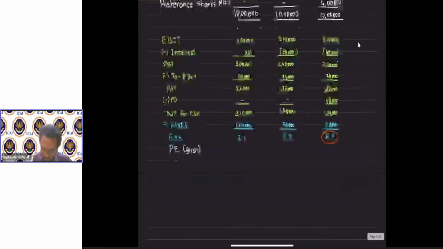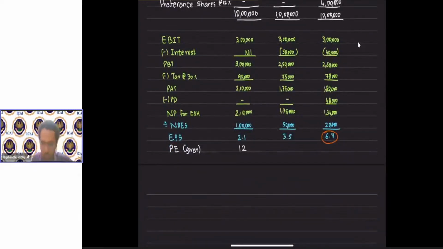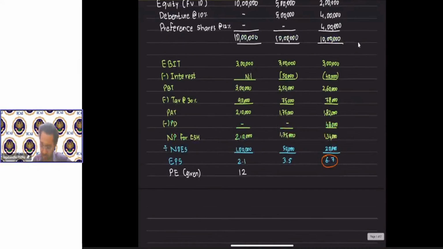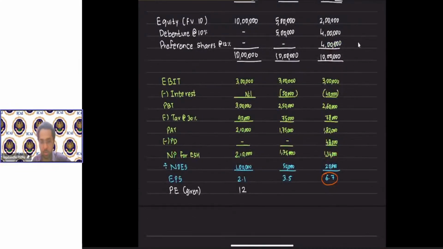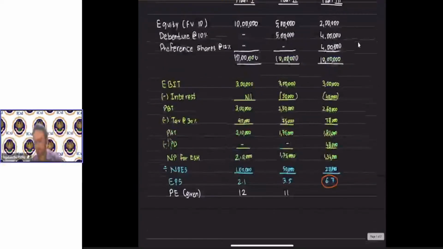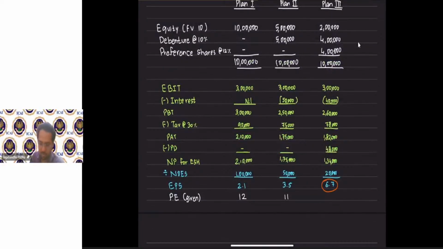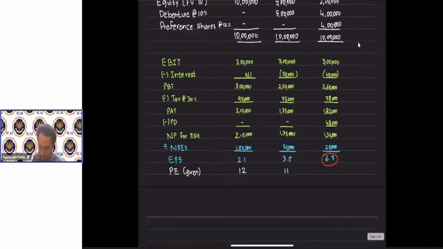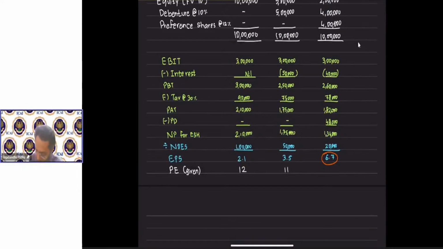So let's say this gives a PE of 12. The second plan is a bit risky, which is like 50-50. So we can say if it's risky, then the PE ratio can work out to be maybe, let's say, 11. And plan 3 is extremely risky, because it's just 2 lakh of equity, whereas the balance is from borrowed funds. And therefore, the PE ratio given is, let's say, 5.